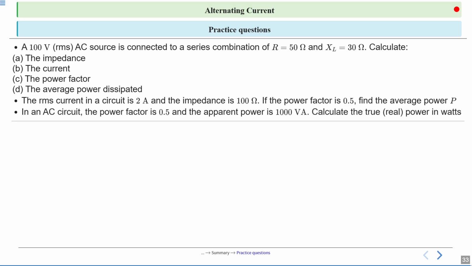Third question. In an AC circuit, the power factor is 0.5. The apparent power, what is apparent power? VRMS into IRMS is given by 1000 volt ampere. Calculate the true, or we can say real, power in watts. So this volt ampere is watt only. We can represent power equal to VI. So volt ampere is known as watt also.